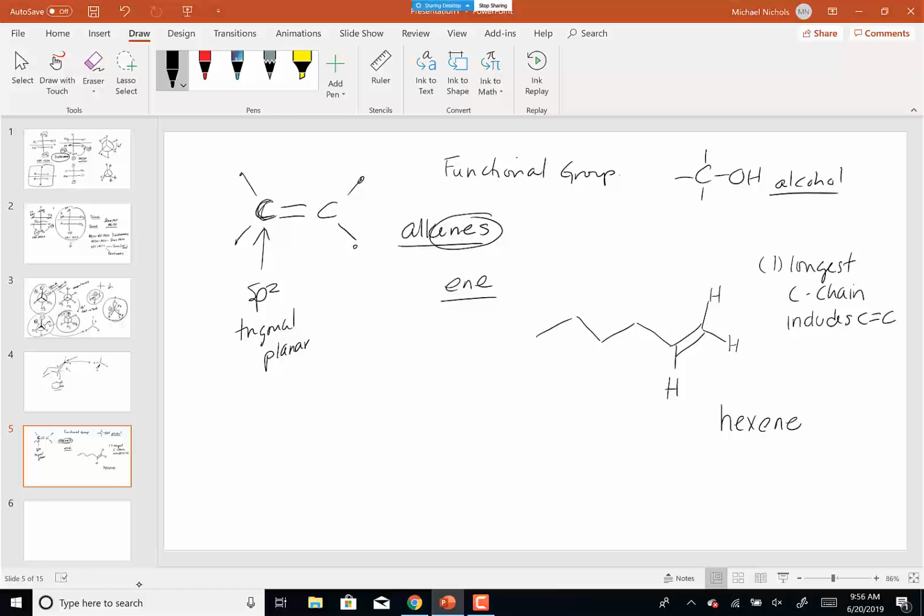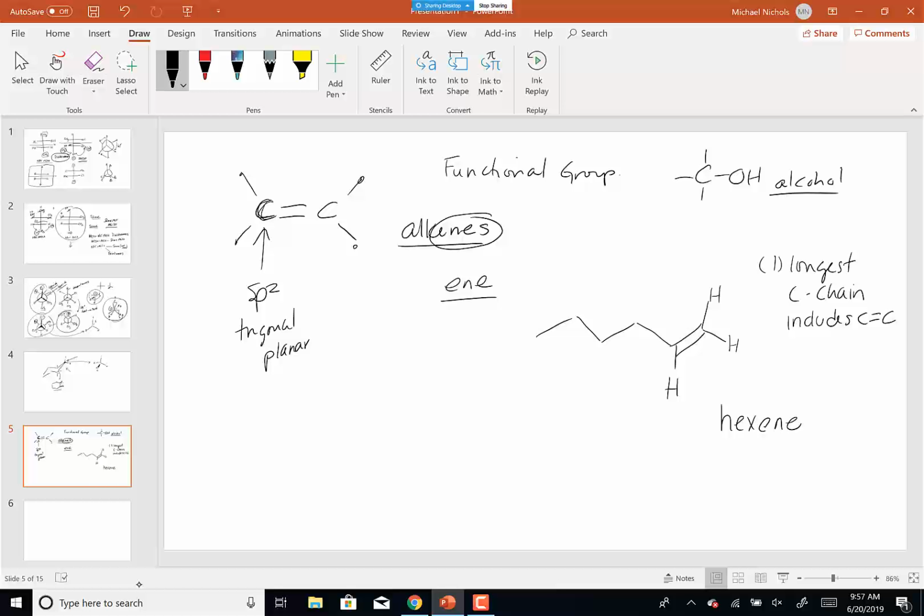Great. So if I said, hey, I have this hexene, draw its structure. What do I need to tell you? Where's the double bond at? What 2 carbons is the double bond between? Well, actually all I need to do is tell you what the first carbon's number is.